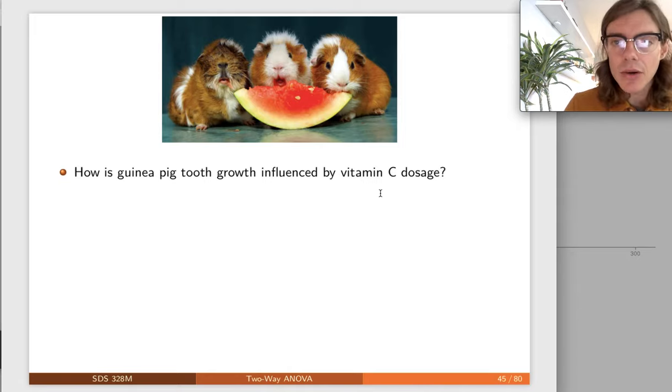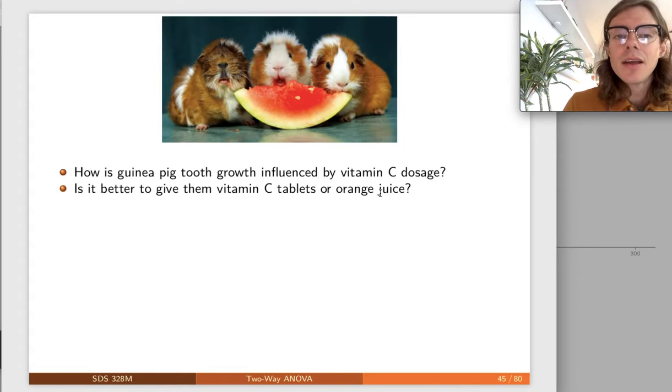So we already asked how is tooth growth influenced by vitamin C dosage, right? We found that vitamin C has a big impact on tooth growth, and every group is different. But let's add another variable in the model now. Let's do a two-way ANOVA. Is it better to give them vitamin C tablets or orange juice, right? So what supplement type is better? Does that affect tooth growth?